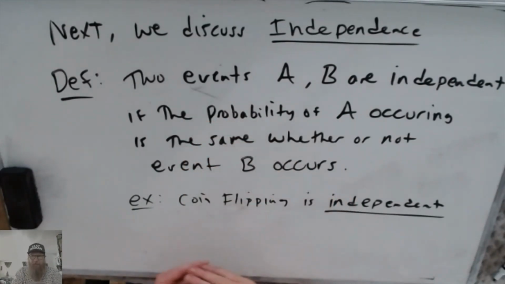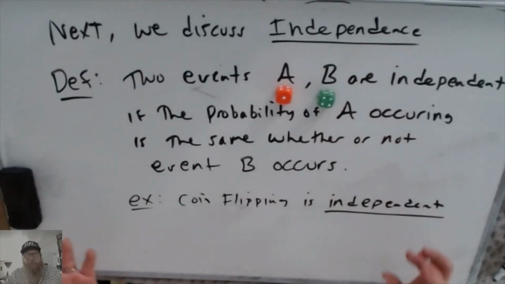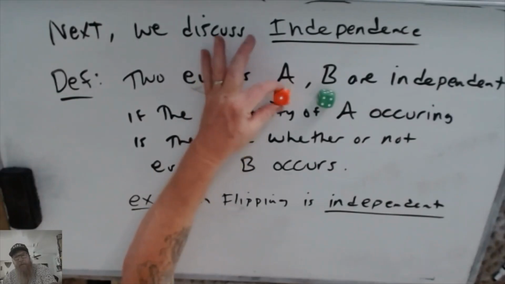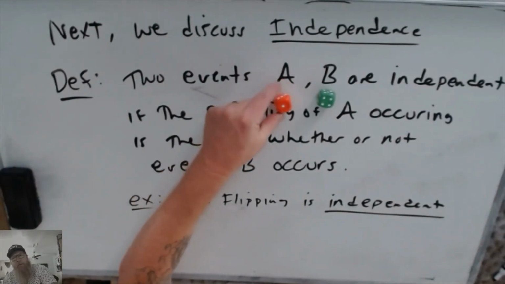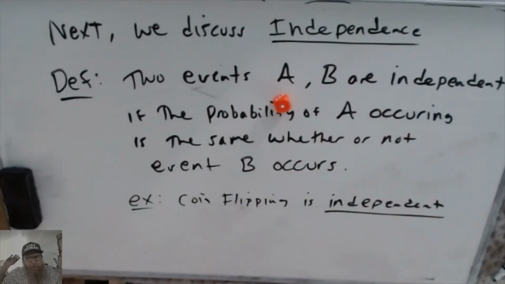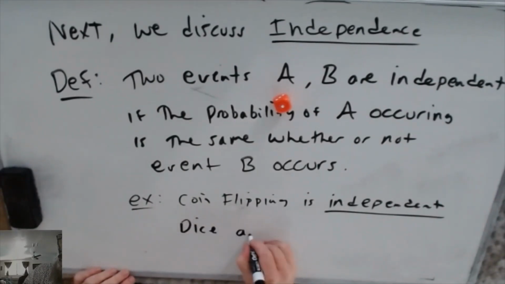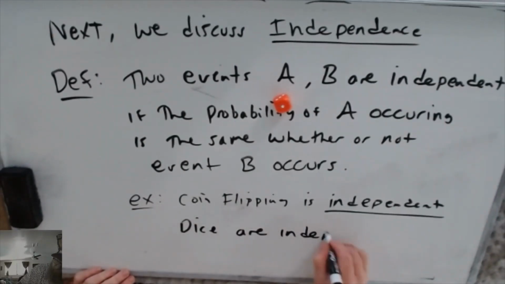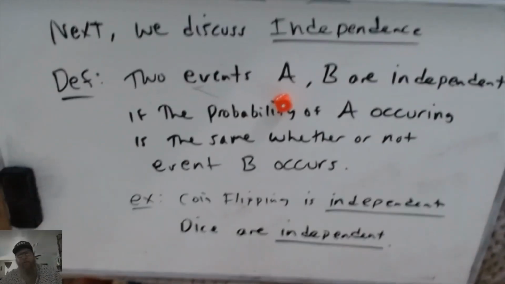Dice are independent. So if I have one die that is A and the other die is B, the probability of A occurring, in this case being a 1 or something, is the same whether or not B occurs. So dice are independent.